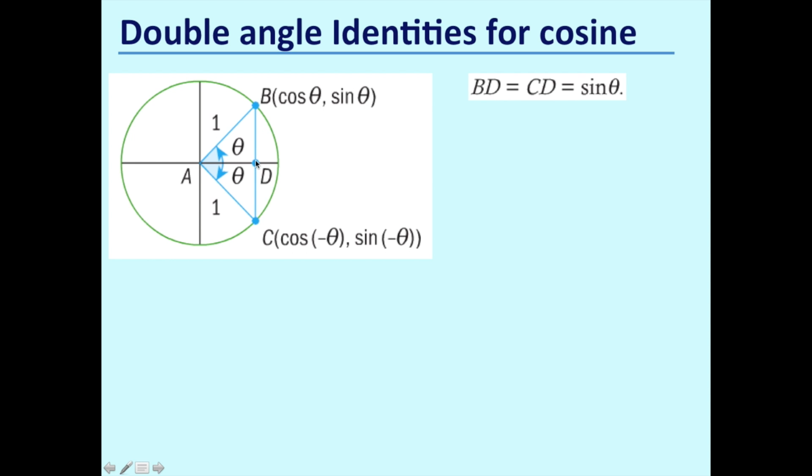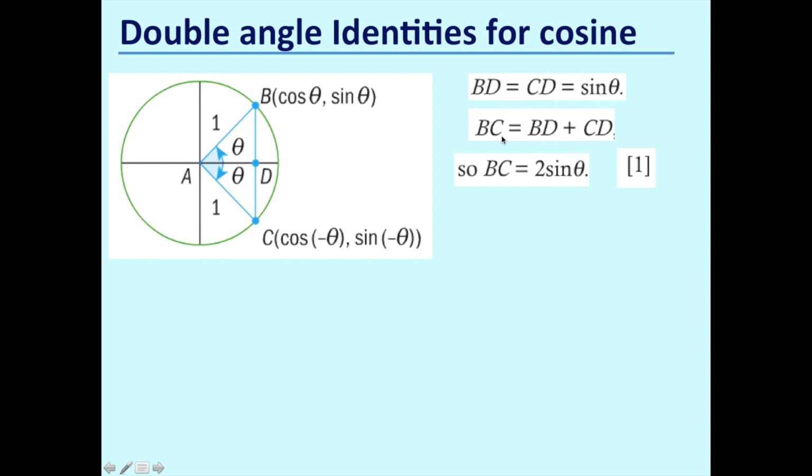We can see that here DC would be sine negative theta. It would be the same size but different sign. If we're looking at length purely, then these two would have the same length. So we can say that BD would be the same length as CD, which would be sine theta. We can also see that BC here is the same as BD plus CD. So we can say, therefore, that BC is going to equal 2 sine theta.